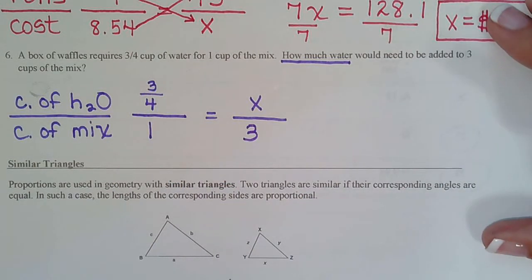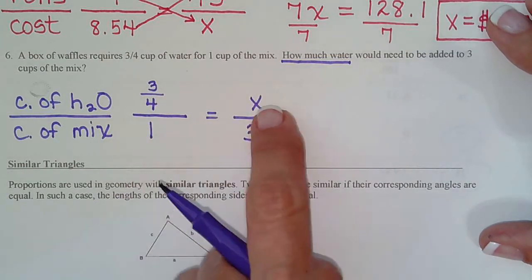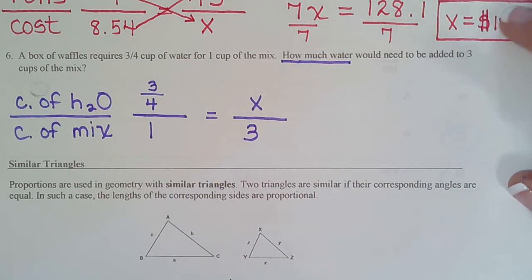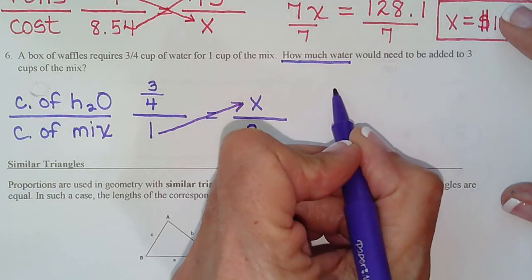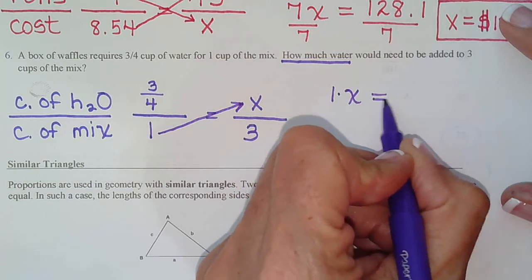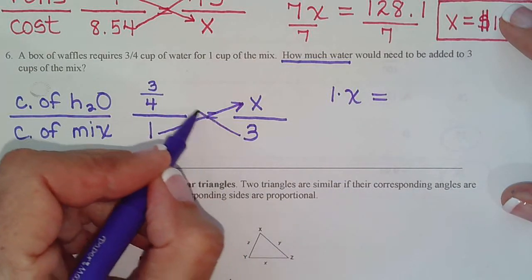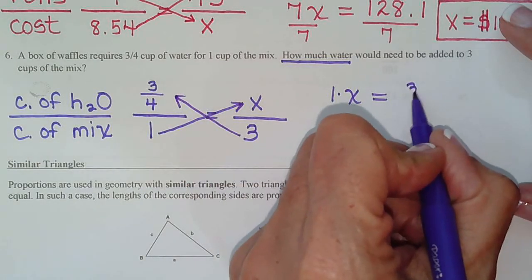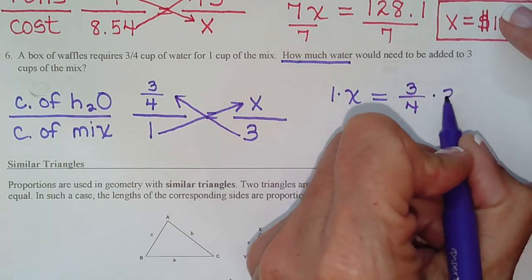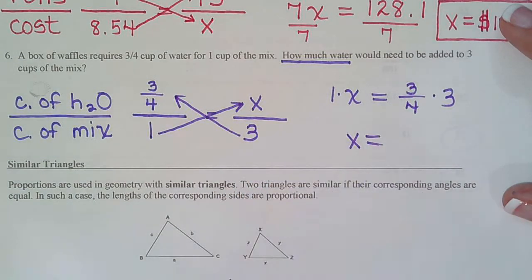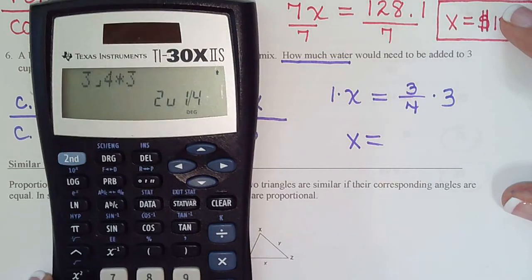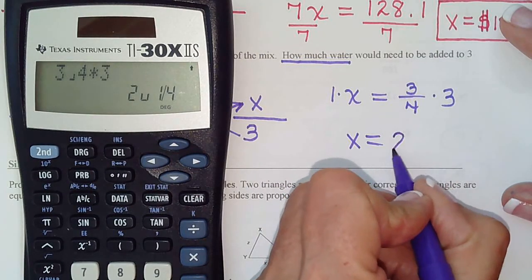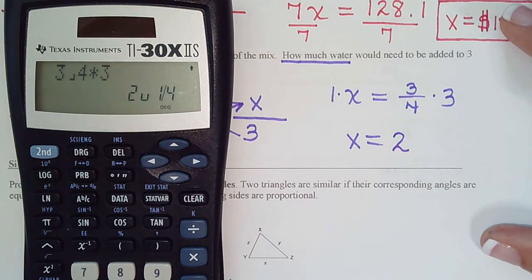So this one's definitely easiest to do the cross products, because see how you have the 1 in front of the X? So doing the cross products, we get 1 times X, which is just X, equals, this cross product would be 3/4 times 3, which we can easily do in our calculator. So X equals, so 3 fraction bar 4 times 3, which is 2 1/4.